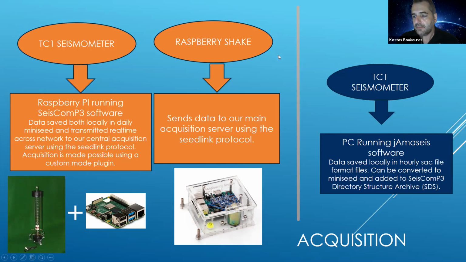And also we have some stations which are running just a TC1 seismometer. They are not real time, and we connect to them from time to time and retrieve their data. They're running software called Jamaseis. Jamaseis is software which can accept many sources, many seismometers, and display their data, and also save their data in various formats.